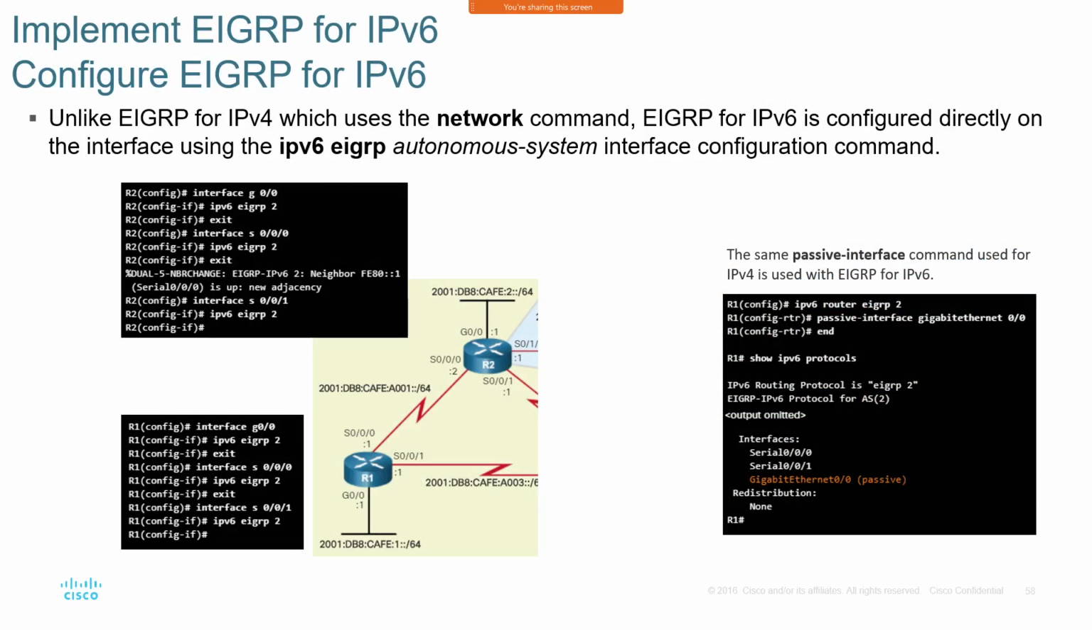Unlike EIGRP for IPv4, which uses the network command, as already mentioned, EIGRP for IPv6 is directly configured on the interface itself. So we need to go to every interface we want to make part of the EIGRP process and type in the command ipv6 eigrp and then the autonomous system number that we defined for the EIGRP process. Of course, we can also create passive interfaces if we want to.